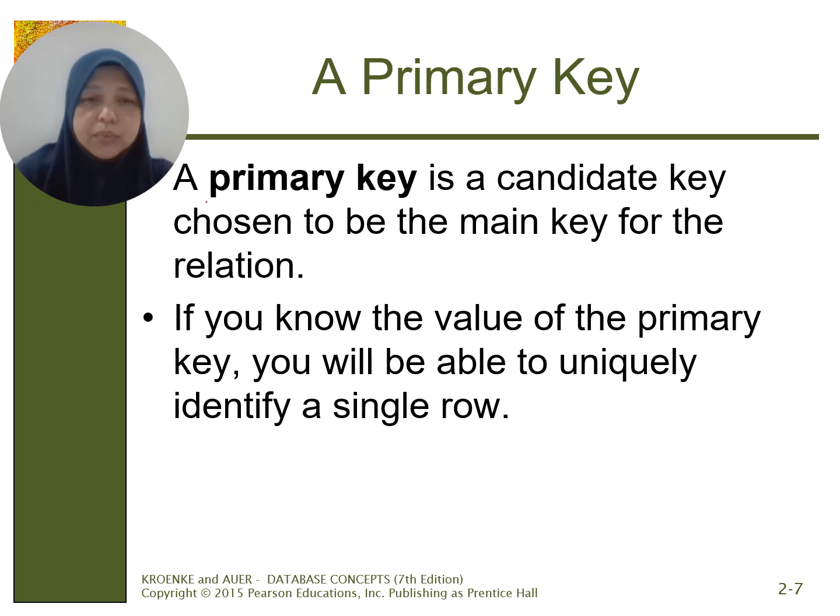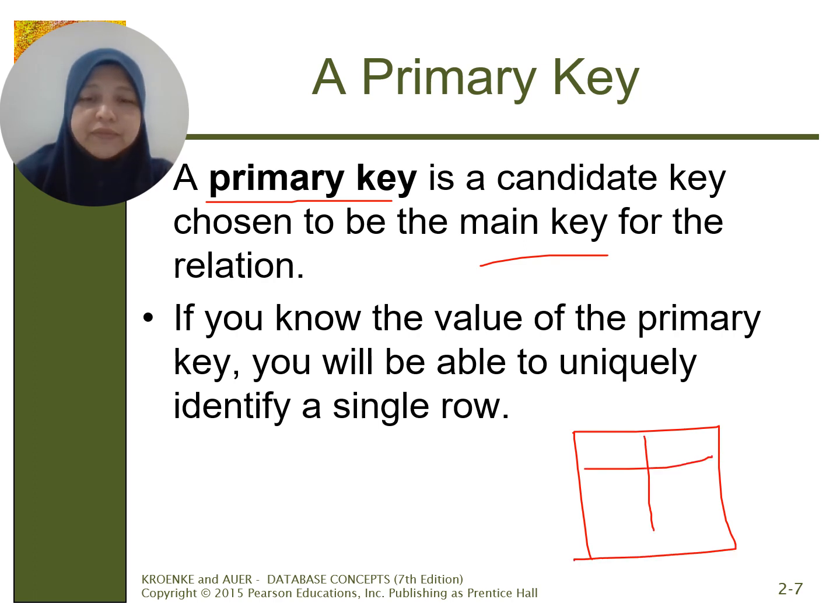A primary key: the most important thing that I need you to understand is the meaning of primary key. The primary key is the main key for a relation. Remember, a relation is a table. So in every table, you have to have one primary key, or you can have two primary keys depending on the scenario. If you know the value of the primary key, you will be able to uniquely identify a single row. This is the example of the ID just now. You assign the ID as the primary key, so you can say that the ID uniquely identifies the rows.